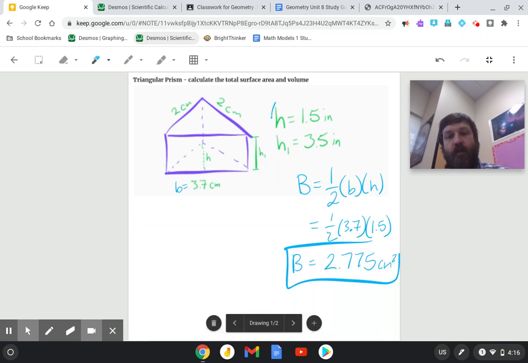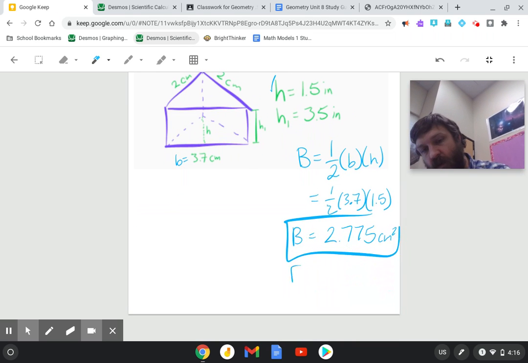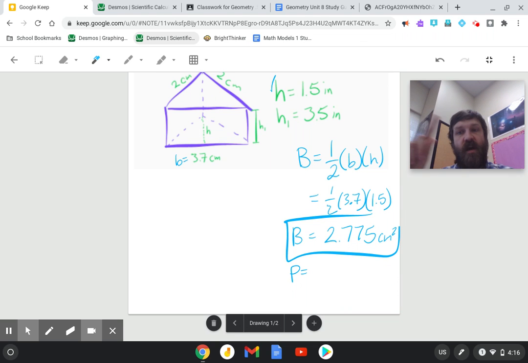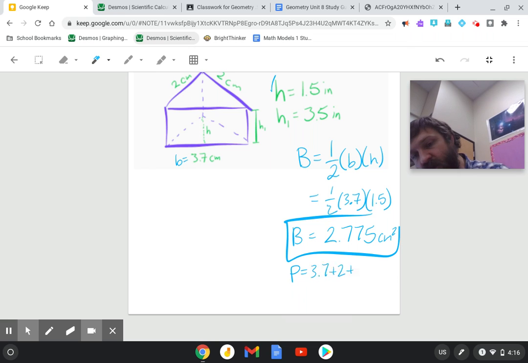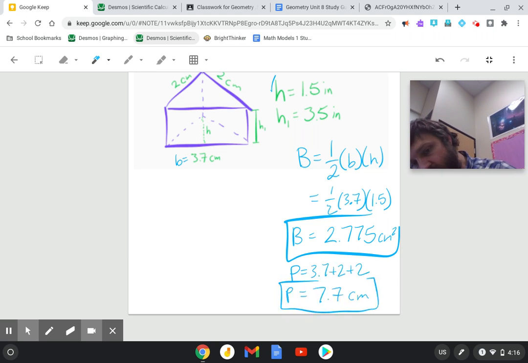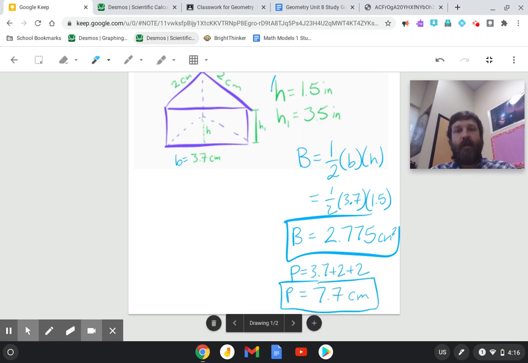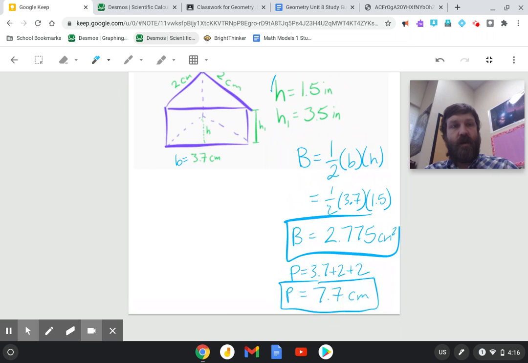And we also need to find the perimeter. So let's go ahead and find that. The perimeter of any triangle is just the 3 sides added together. In this case, that's 3.7 plus 2 plus 2, and that gives us 7.7 centimeters. So those values we're going to need. They want us to find the total surface area.